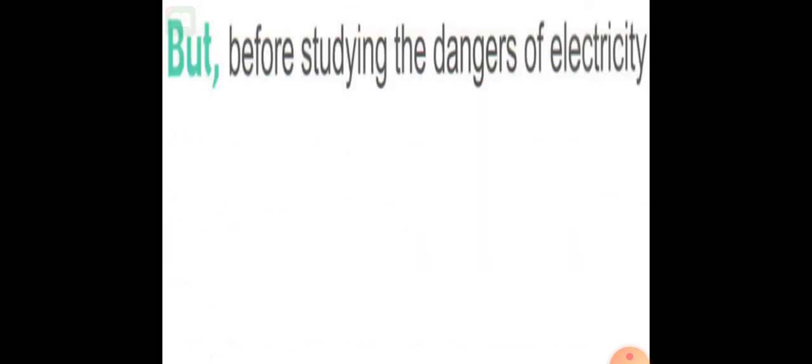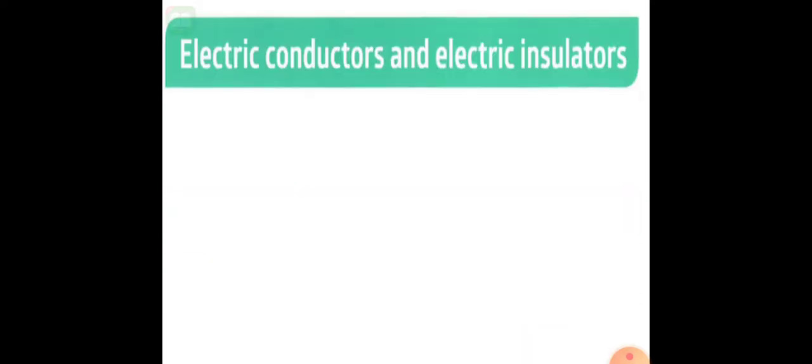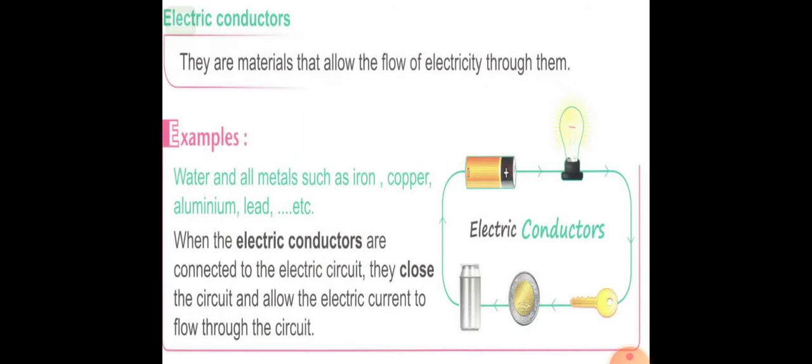But before studying the dangers of electricity, we have to know what is meant by electric conductors and electric insulators. The materials are divided into two types: electric conductors and electric insulators. These materials are divided according to their conductivity of electricity. Let's talk in detail about the electric conductors.